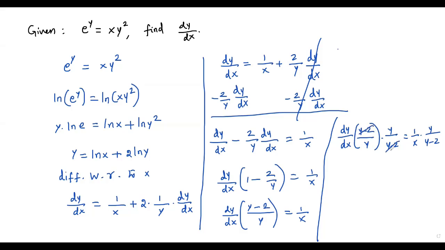So this y minus 2 and y minus 2 will cancel. This y will cancel out. So I just have dy over dx on the left side. On the right side, 1 times y is y, and in the denominator, x times (y minus 2) is x times (y minus 2). So now I got the derivative of the given function with respect to x.